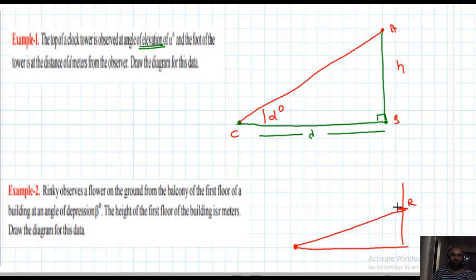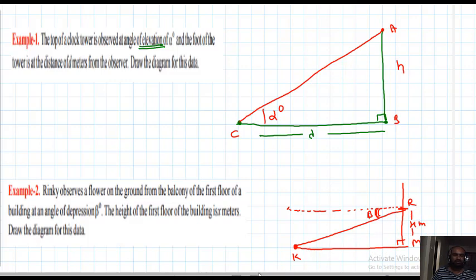So always you need to draw a horizontal ray. This dotted one is the horizontal ray. So this angle is given as beta. This is 90 degrees. So this is M, this is some K, like that. Rinki observes a flower on the ground from the balcony of the first floor of a building at an angle of depression beta degrees. The height of the first floor of the building is x meters. Draw the diagram for this data. This is the diagram. Sometimes you need to write what is RM, what is KM, everything.